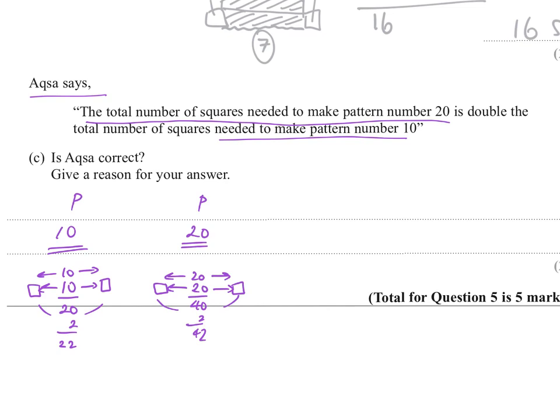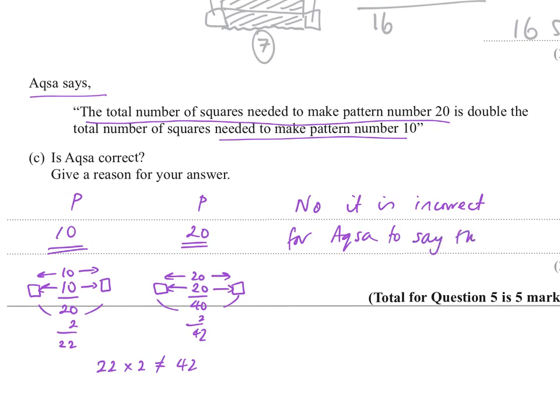And then on your calculator, you can say, well, is 22 times 2 equal to 42? No, it isn't. So you can say, no, it is incorrect for AXA to say this. And you've got your explanations down here.